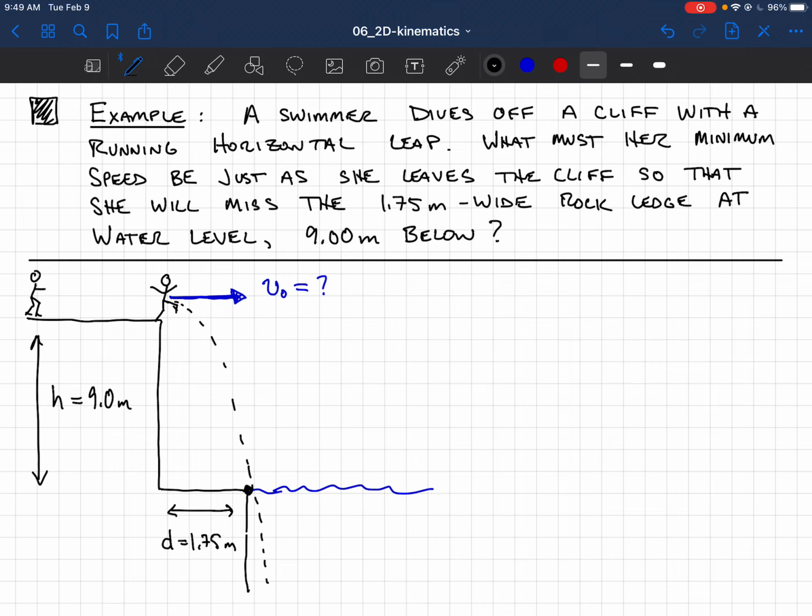Okay, so we want to analyze this, so we need to have a picture, and I think we need to add a few more things to this picture. So we've labeled everything that we were given. We probably want to also include our acceleration, because that's the main point here, is that the acceleration due to gravity points down with magnitude g.